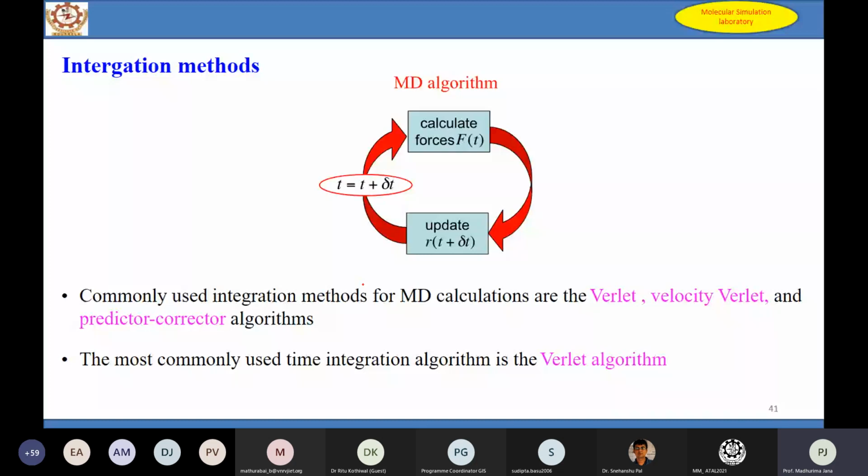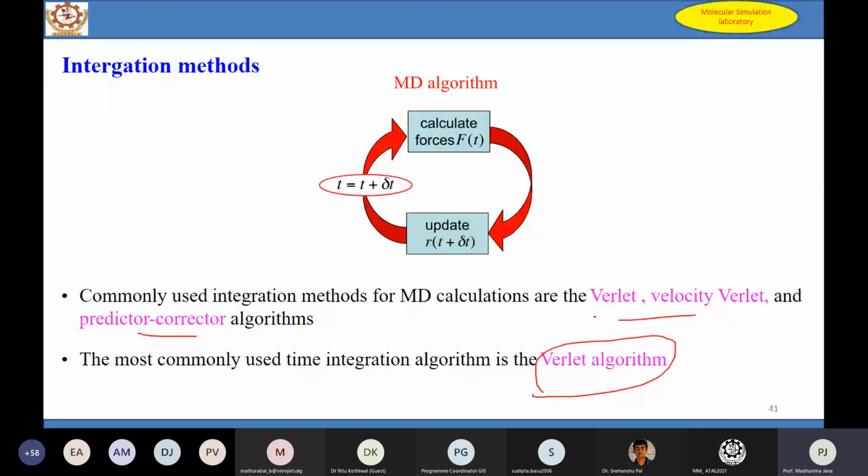Now this slide shows the integration method. This is what we do in the MD algorithm: calculate the forces, update your position at a particular time, and then again calculate the forces and advance the time. The integration methods available include Verlet, velocity Verlet, and predictor corrector. I'm not going into the details, as that would take a lot of time, and mostly we generally use the Verlet algorithm for generating the trajectory. Trajectory means the position of the system with respect to time.